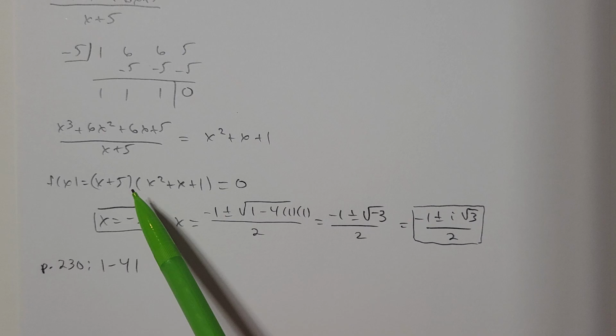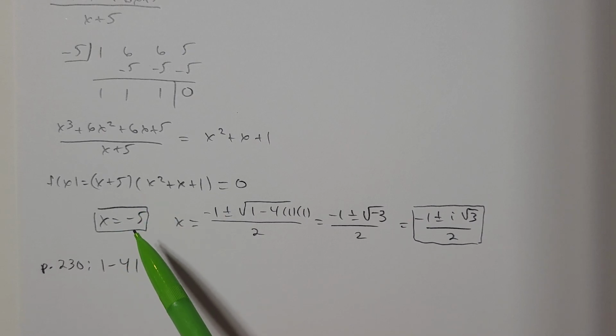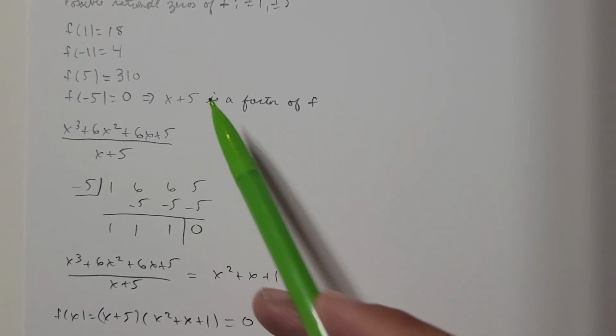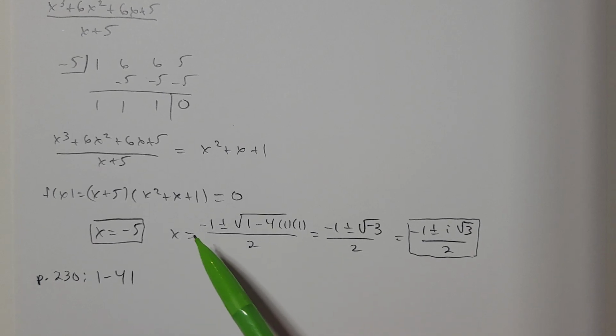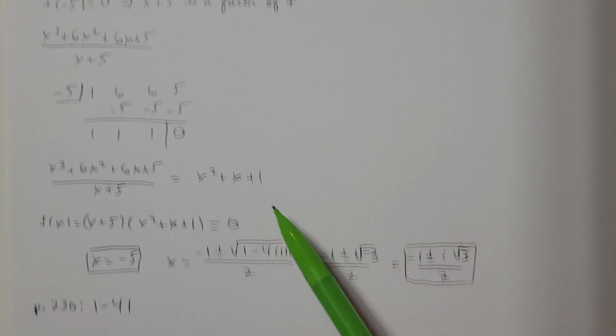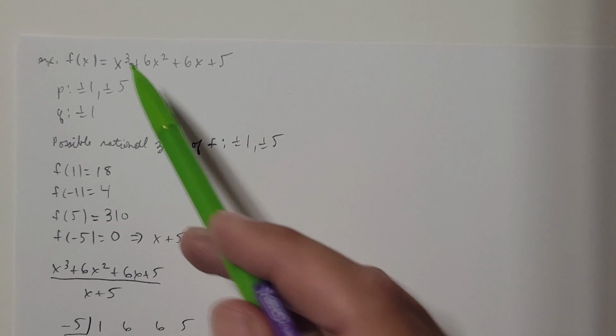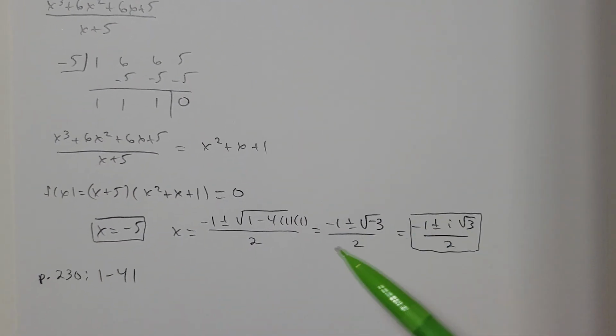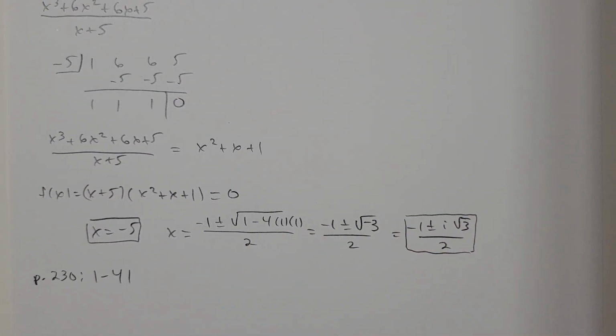So x plus 5 equals 0. That means that x is negative 5. Now that's a number that I found by guessing and checking. There's going to be two more answers to this though, right? Because I got a degree 3 polynomial. And to get the other two answers, I need to use the quadratic formula to solve x squared plus x plus 1 equals 0. Okay, well, let's do that.